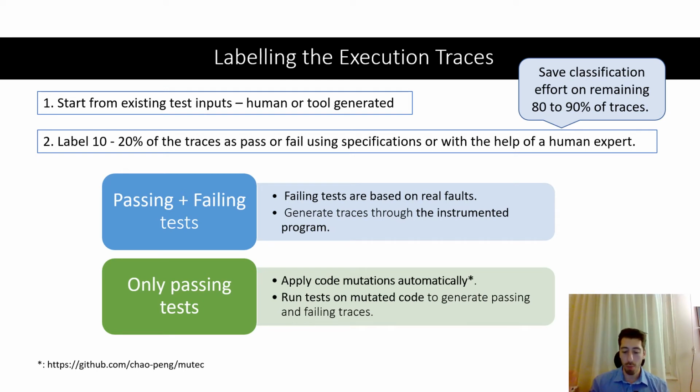We have both balanced data sets of passing and failing executions, and we also have imbalanced data sets, very imbalanced ones, and we have seen that the model can still handle them effectively.